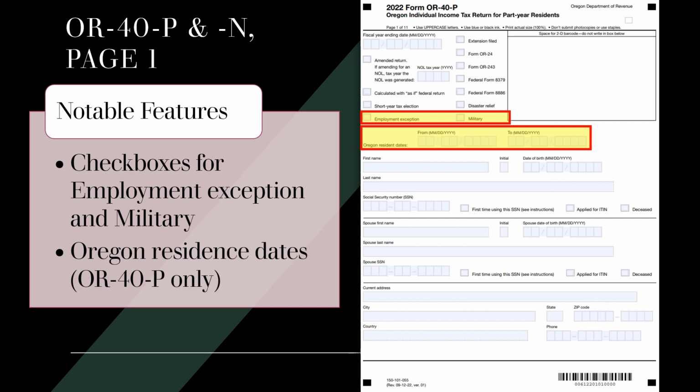Then you will notice on the Oregon 40P, there are residency dates, which are used to calculate the allocation of income taxable to Oregon based on residency. The Oregon 40N does not have this, as non-residents will have lived outside of Oregon for the entire year and will therefore be taxed as non-residents for the entire year.